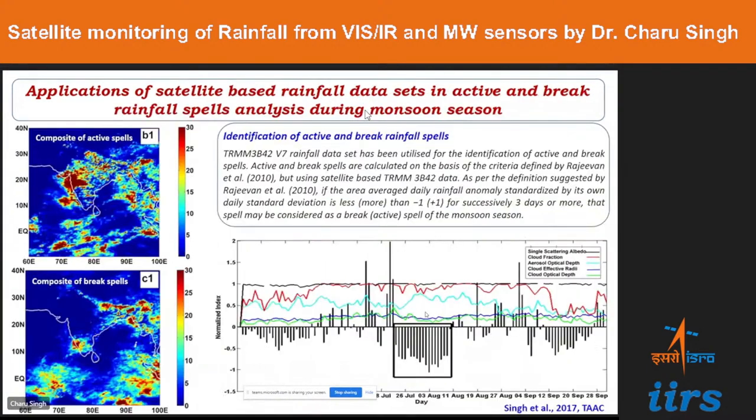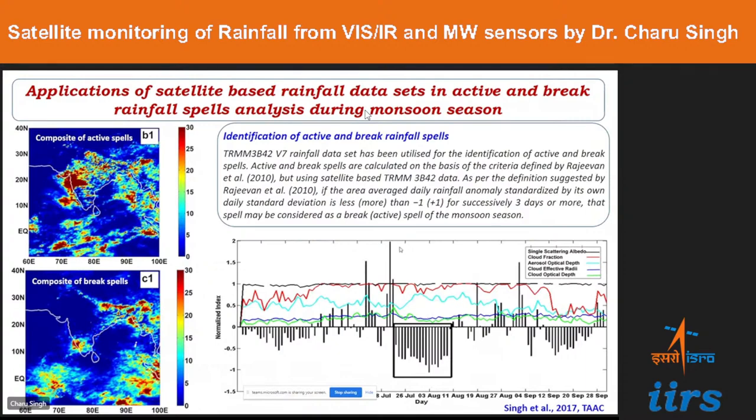Then comes the intra-seasonal variations. Active and break rainfall spells come under the category of intra-seasonal variability of the Indian summer monsoon. We can identify the active and break rainfall spells using the satellite-based data set. So again here the TRMM 3B42 V7 data sets have been utilized for the identification of the active and break rainfall cycle.